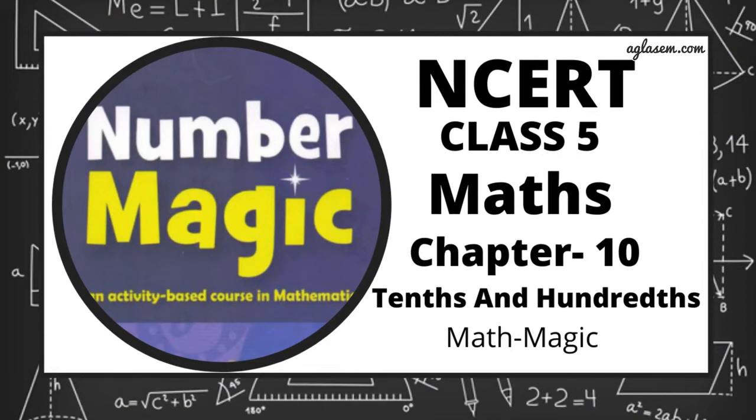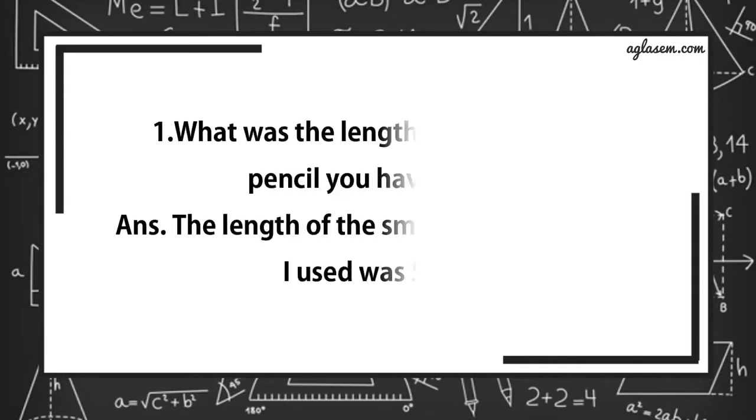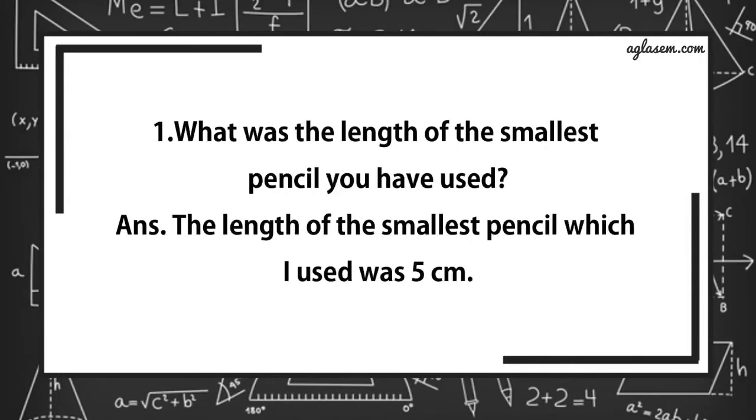Today in this video I will be covering chapter 10 of class 5 maths, that is Tenths and Hundredths. Now turn to page number 134. Here question number 1 says, what was the length of the smallest pencil you have used? Answer is, the length of the smallest pencil which I used was 5 centimeter.